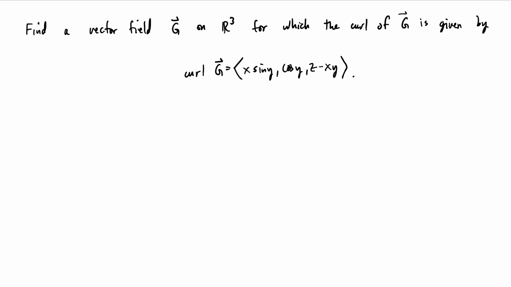In this example, we're asked to try to find a vector field G on all of R3, for which the curl of G is given by this vector field right here. So you might call this vector field F if you want, and let's do that. This is our given vector field, call it F, and we want to find a vector field G for which F is the curl of G. F is equal to the curl of G.